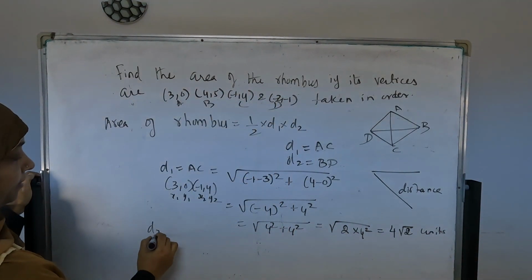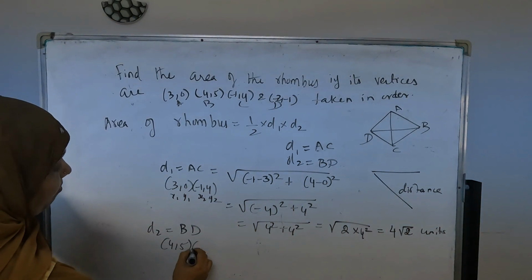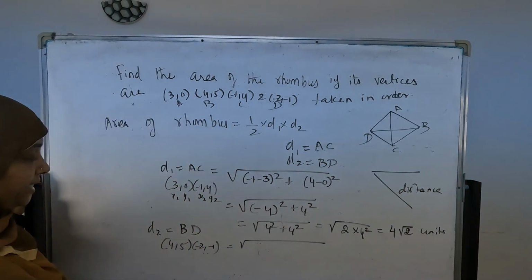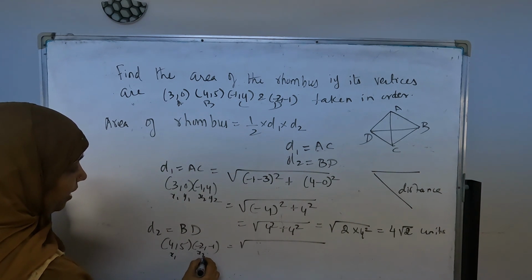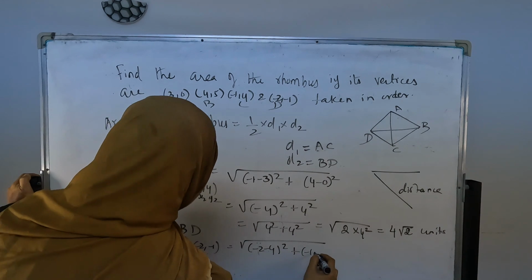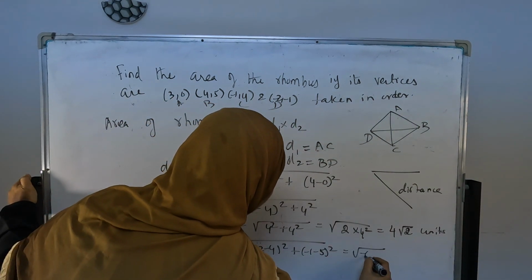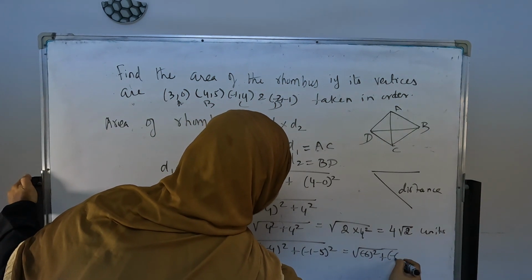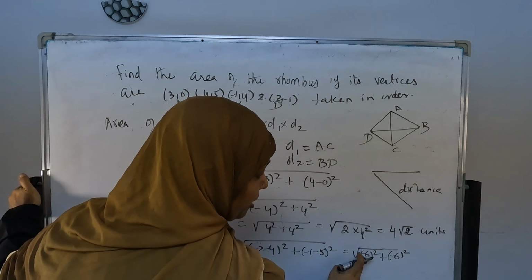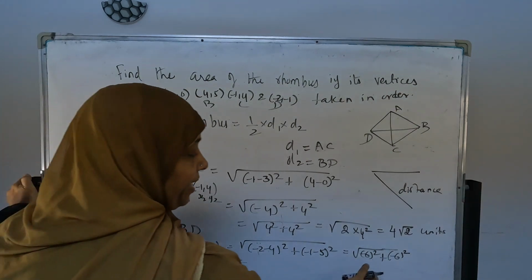Similarly, D2 is BD. The points are (4, 5) and (minus 2, minus 1). Now we will use the same formula only, the distance formula: X2 minus X1 plus Y2 minus Y1. It is minus 6 the whole square and minus 6 the whole square. Then it becomes 6 square, because minus is squared, it becomes plus. How many 6 squares are there?